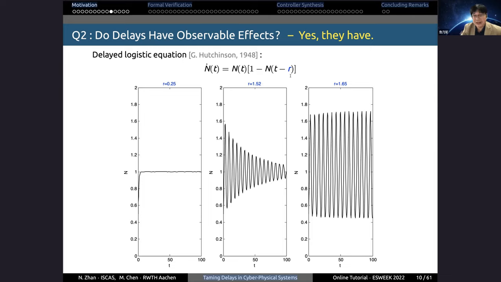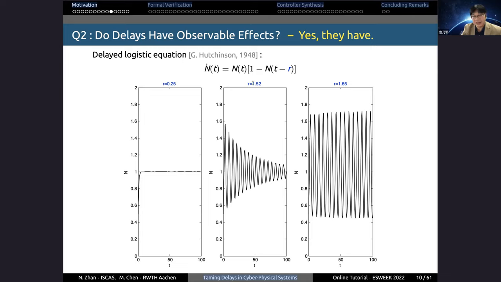So now we see the effect of the delay on the behavior of the delay differential equations. Once we assume that the delay is equal to 1.25, the behavior is depicted in the left-side picture. In the picture, you see that the behavior goes to stable very soon, okay?